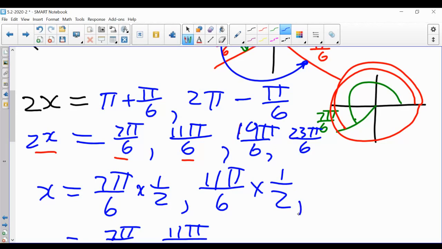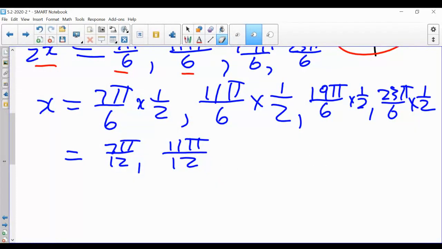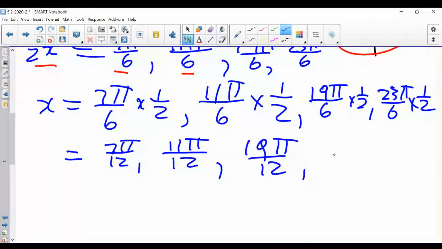So that means that we now have 2 more angles to take and multiply by a half. We have the 19 pi over 6 times a half, and we also have the 23 pi over 6 times a half, which means here are all my x values now. I don't want to have anything missing. Let me get rid of this. I should now have 19 pi over 12 and 23 pi over 12. Those are all my answers.